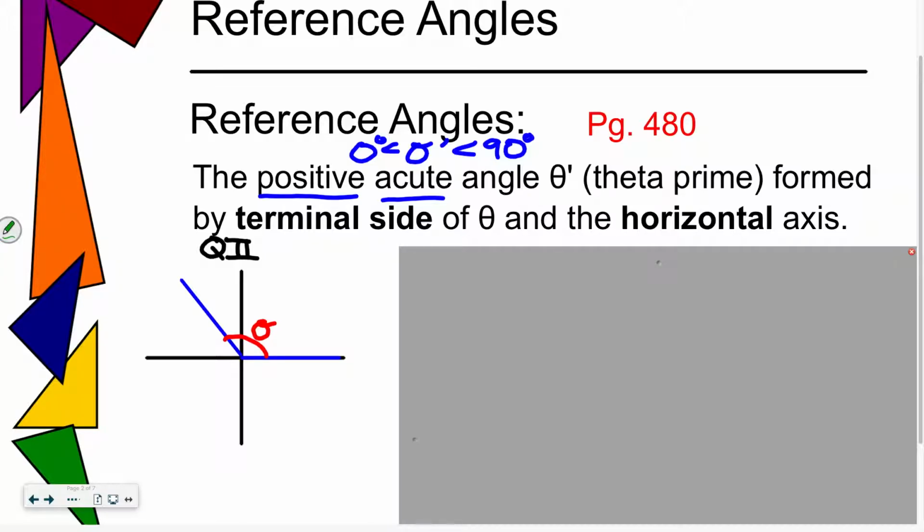Now, I'm going to use green to draw my reference angle. Where is my reference angle? It's formed with the terminal side of theta. So I'm going to trace the terminal side of theta and the horizontal x-axis. Now, there's 2 sides to the horizontal x-axis, but I have to draw it so that I'll get an acute angle. So I have to be drawing it to the left, the negative x-axis. So this right here, that's my theta prime.